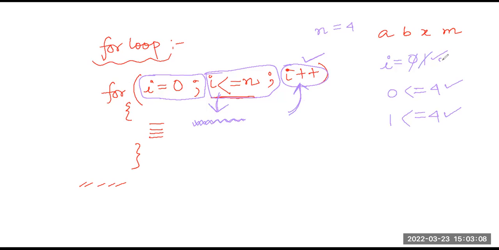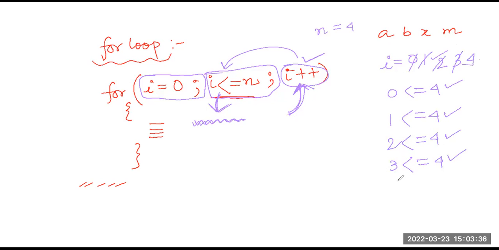Now my I from 1 becomes 2. Again I will check back, 2 is less than equal to 4? Yes. Enter into the loop, do this task, return back, increment I is 3. Check the condition again, 3 is lesser than equal to 4? Yes. Enter this loop, do the task, go back after the task is done, increment I counter, I is 4.